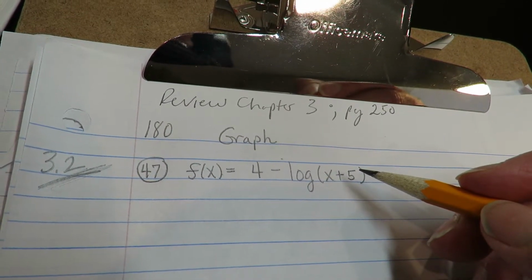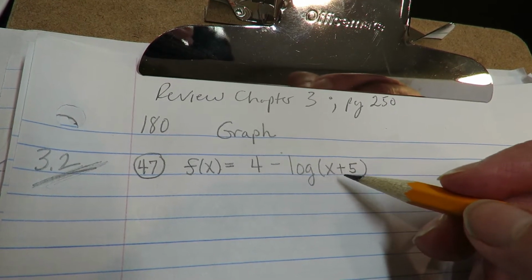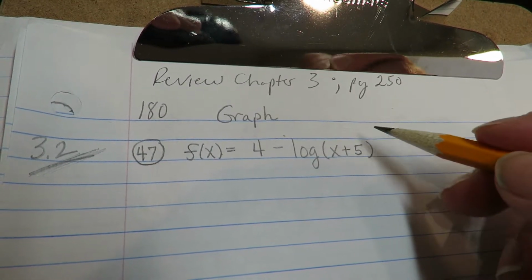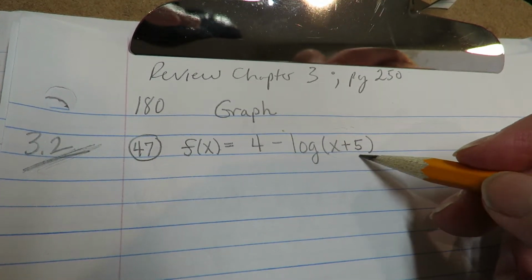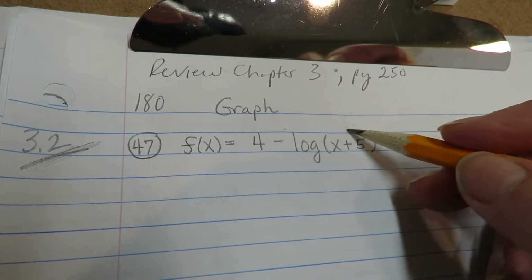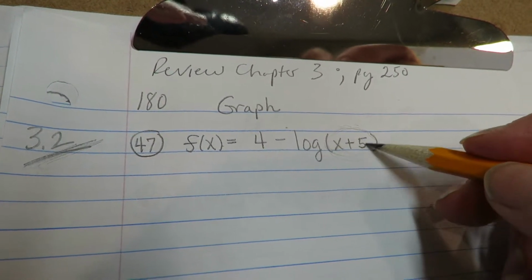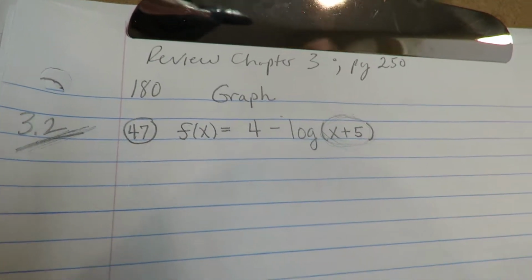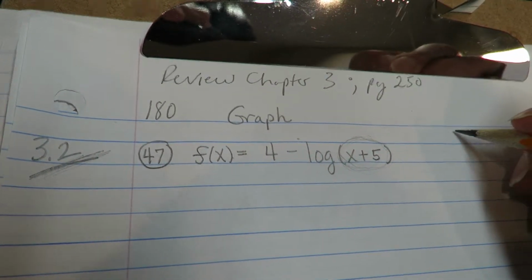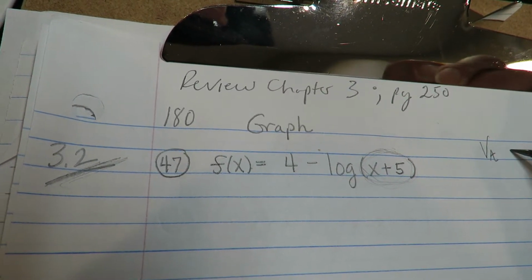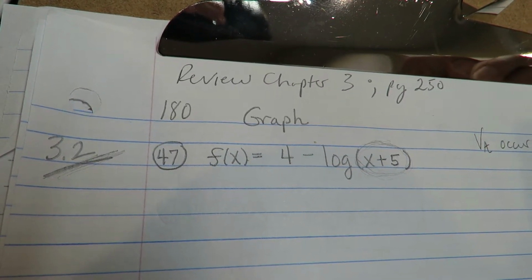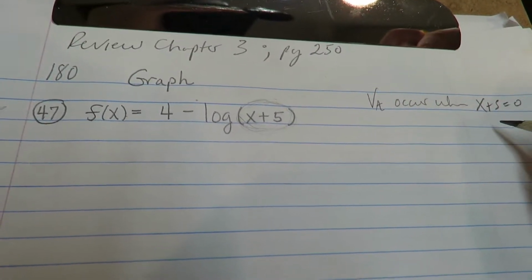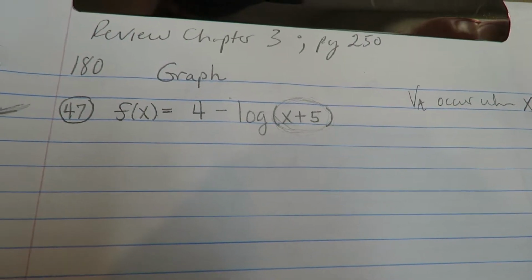Okay, so remember, when you're graphing a log, it's going to have a vertical asymptote. It always has a vertical asymptote. The vertical asymptote occurs where the inside of the log is equal to 0. So for instance, what's inside the log this time is x plus 5. So the VA is going to occur when x plus 5 equals 0. Okay, which means that if I solve this, it's going to occur at -5, right?